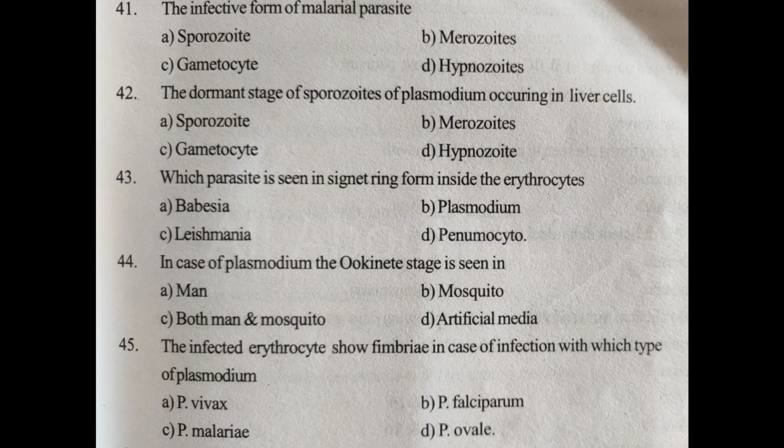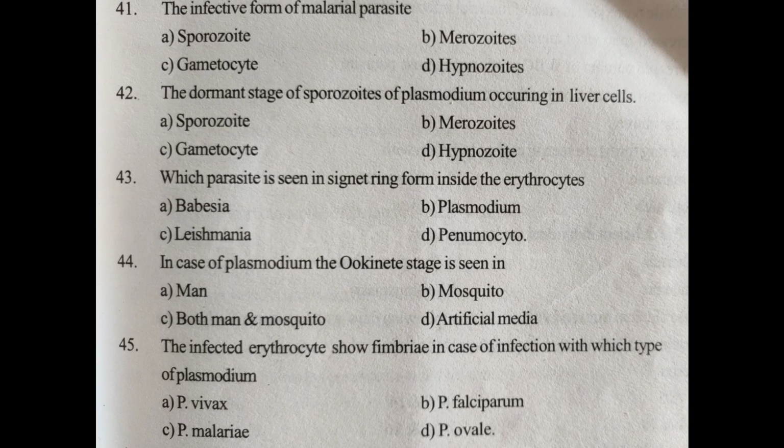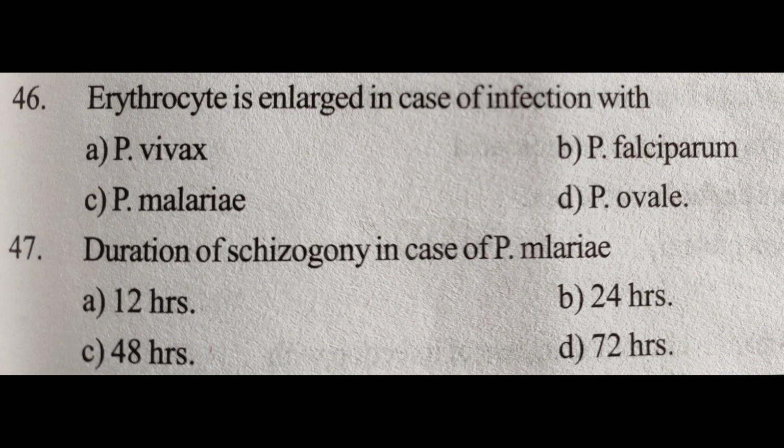The infected erythrocyte show fimbriae in case of infection with which type of Plasmodium? Option A, Plasmodium vivax. Option B, Plasmodium falciparum. Option C, Plasmodium malariae. Option D, Plasmodium ovale. Answer is option D, Plasmodium ovale.